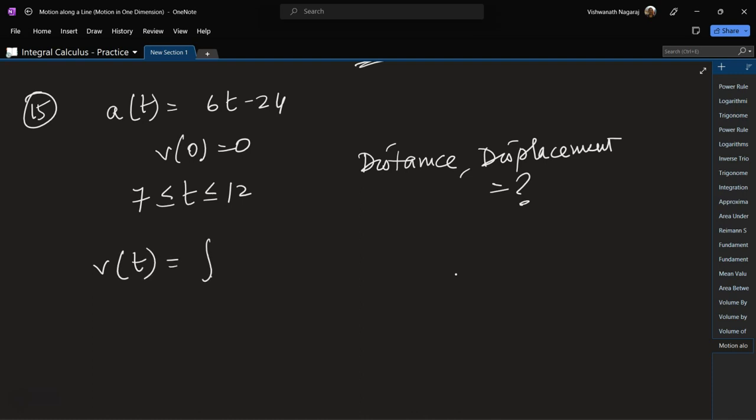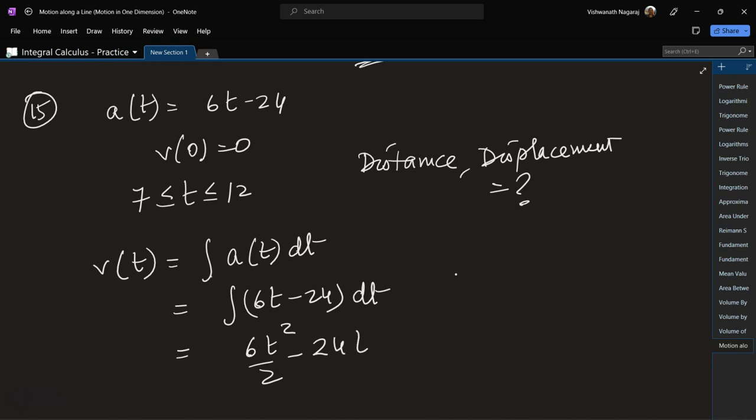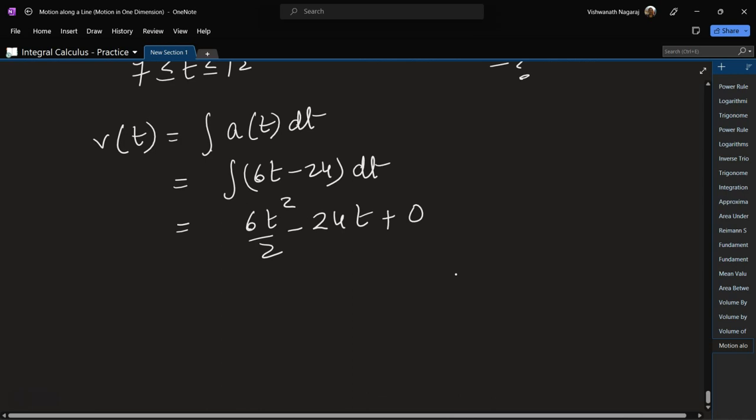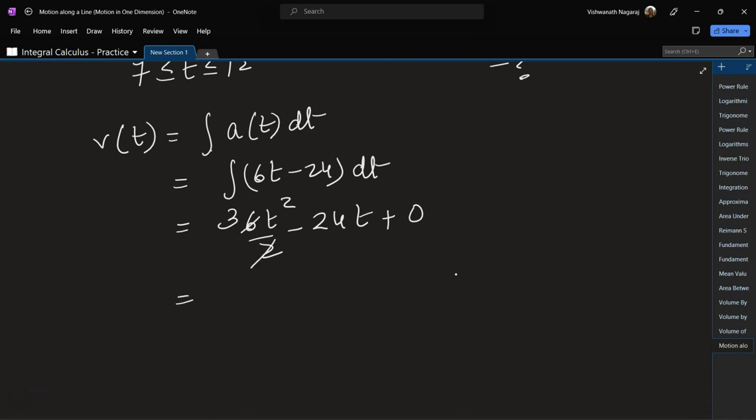So let's figure out V of t, which is going to be the integral of A of t dt, which gives us the integral of 60 minus 24 dt, 60t square by 2 minus 24t, plus we know that the V of 0 is 0. So which means the constant of integration will be 0. 60 by 2 is 30. So we have 3t square minus 24t. That is velocity.